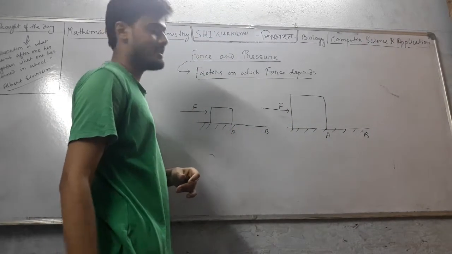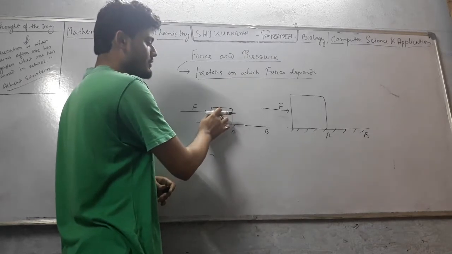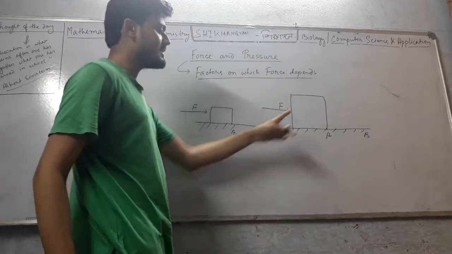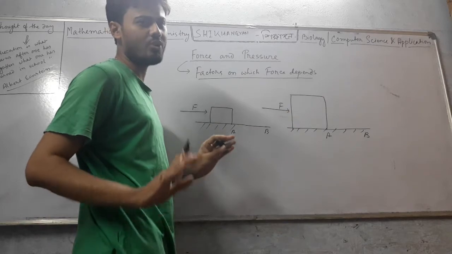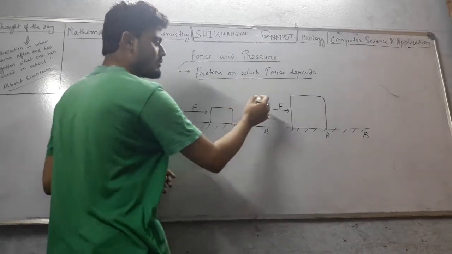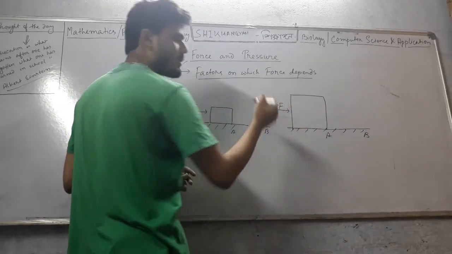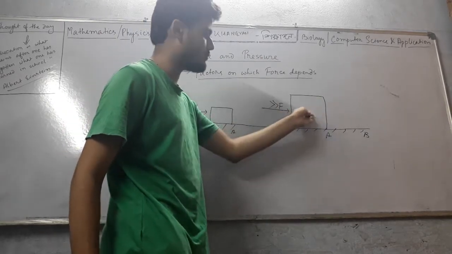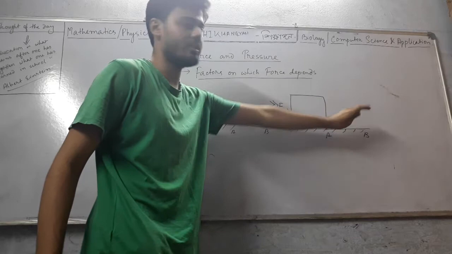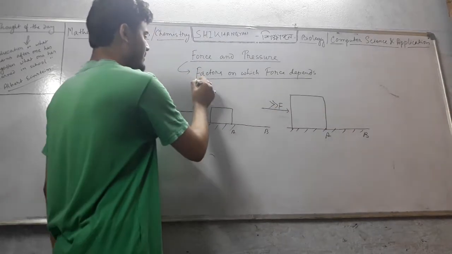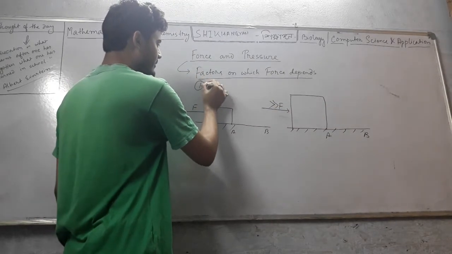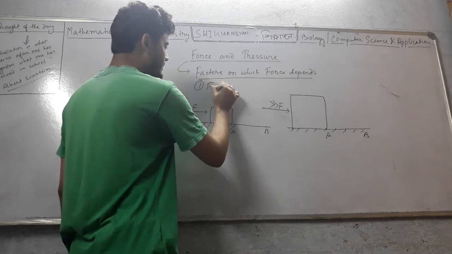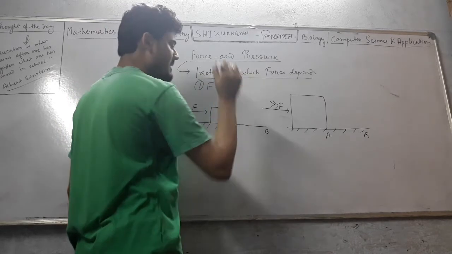What will happen? In this case, the box will move very easily. But in this case, the box will not move so easily and we have to increase the amount of force to move this box to this point B. Thus, we can say that force depends on the mass of a body.